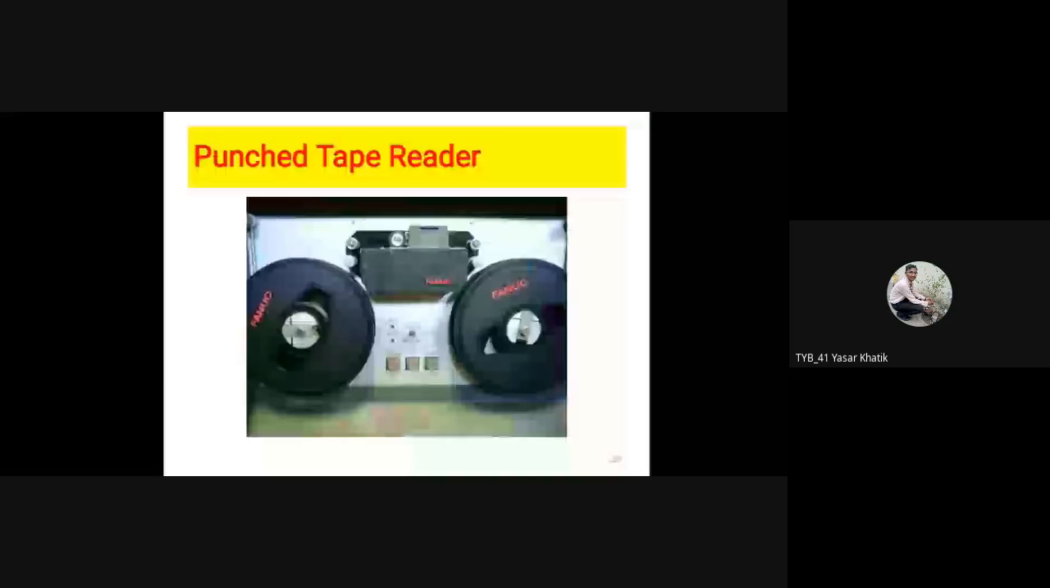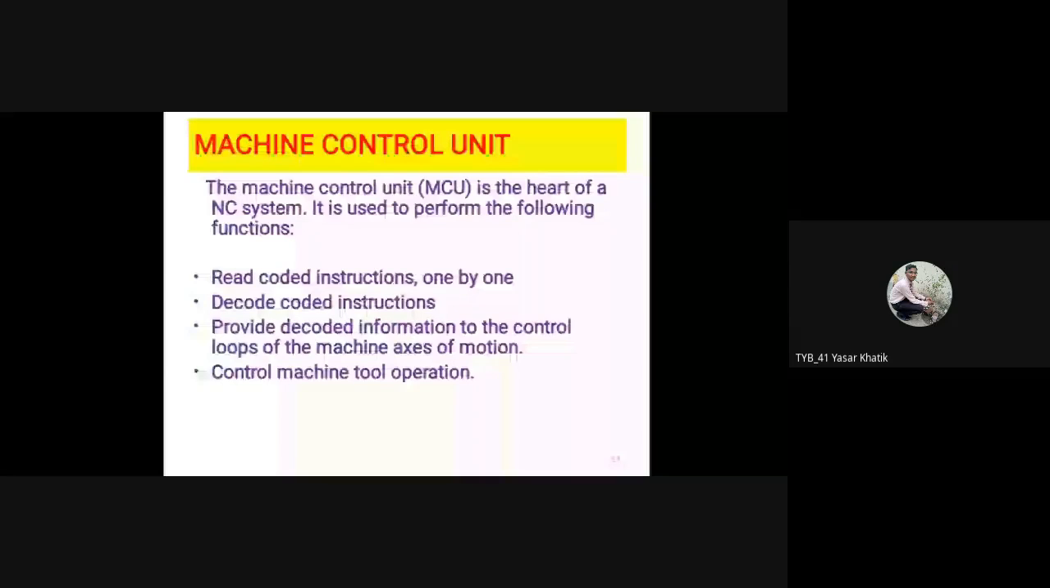Fanuc is one of the systems where they have developed some G and M codes. So this is the first element of the NC system, that is the part program, and the second one is the machine control unit. Basically it is the heart of the NC system.